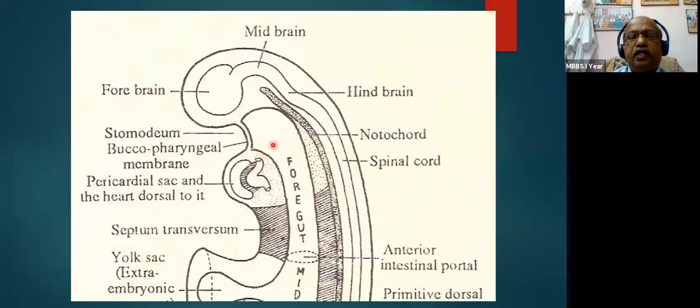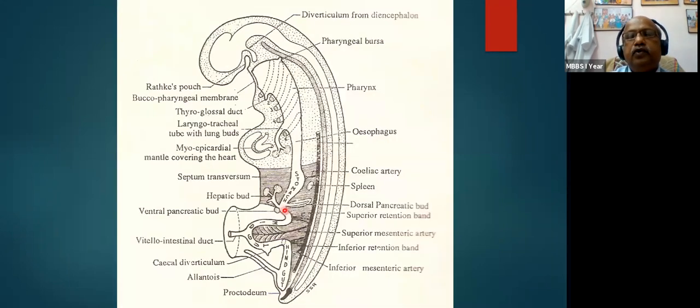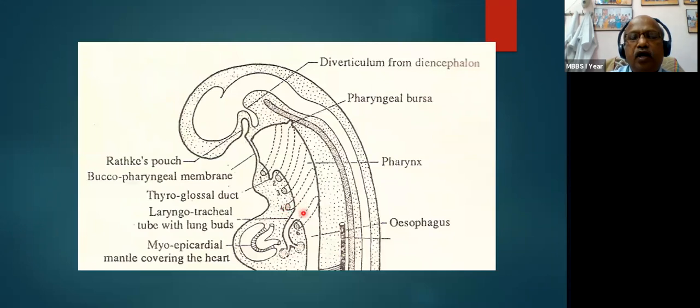Now you see the next picture. So this is the foregut. This is the ventral wall of foregut, important for MCQ. From the ventral wall of foregut, we have one outgrowth. That outgrowth is called the laryngeal diverticulum or lung bud. Respiratory diverticulum, laryngeal diverticulum, or lung bud, all are same.